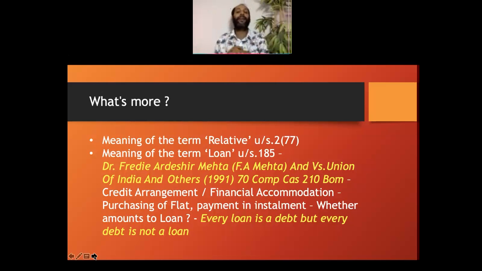In this case, F.A. Mehta versus Union of India, a very important case, 1991, 70 Company Cases 210, Bombay High Court, the Honorable Court has clearly explained the meaning of the term loan, and what is a financial transaction and what is a financial accommodation. It is concluded that every loan is basically a debt, but every debt, every credit arrangement, every financial accommodation cannot be treated as loan. For our purpose, loan means lending money and repaying the same by installments with interest or without interest. These types of credit arrangements will not be covered under the loan which we are discussing in this context.